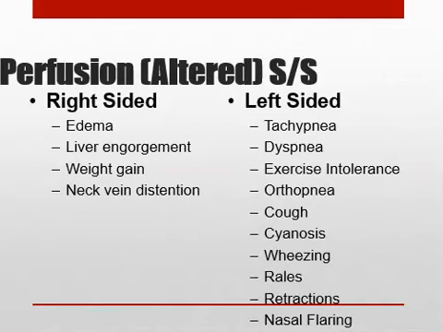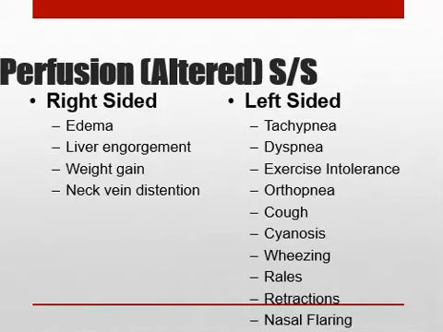So when we are talking about altered perfusion, we're going to talk about what signs and symptoms we might see. All right? If you can see, here are our altered perfusion signs and symptoms of the right side, and there's the list of the altered signs and symptoms on the left side. Right-sided alterations in perfusion lead to signs and symptoms of, for example, fluid overload, okay? So you're going to see edema, liver engorgement.